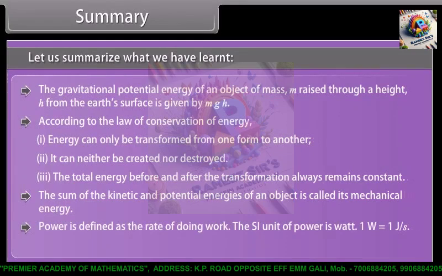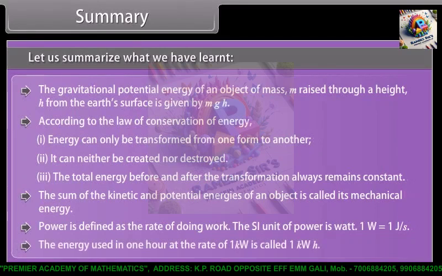Power is defined as the rate of doing work. The SI unit of power is watt. 1 watt is equal to 1 joule per second. The energy used in 1 hour at the rate of 1 kilowatt is called 1 kilowatt hour.